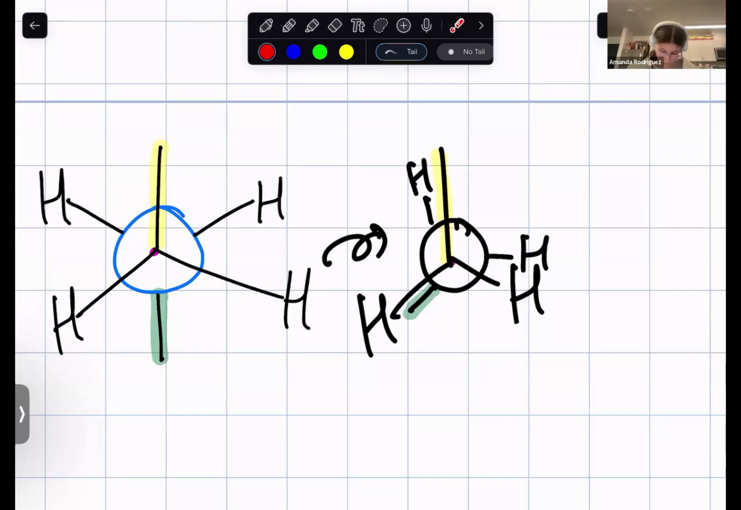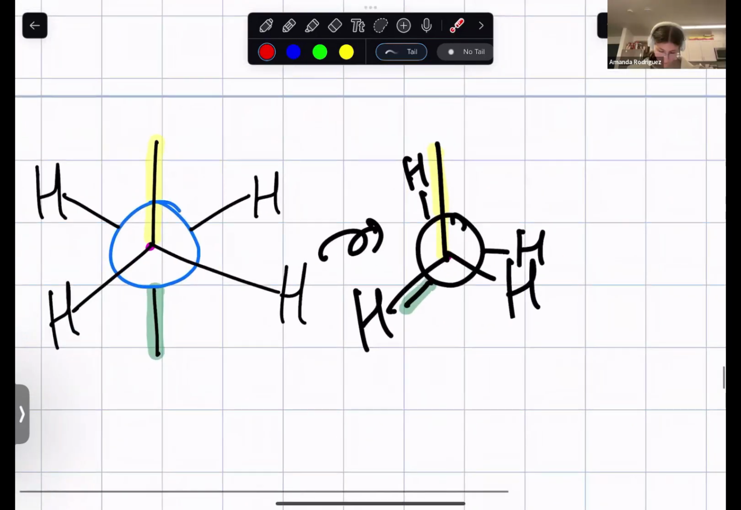You can keep the back carbon the same, right? And then just rotate the front carbons. Some people do that, but it's easier for me to keep the front carbon the same and just move the back groups on the back carbon, right?